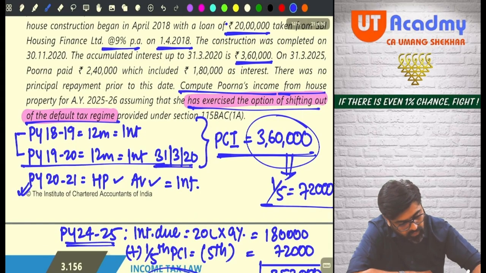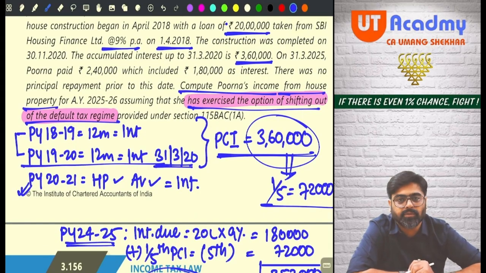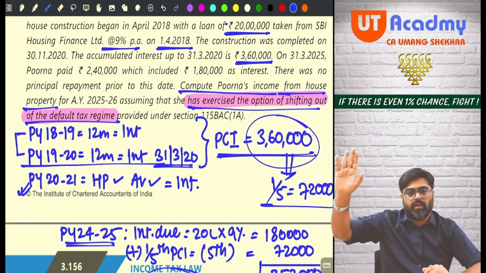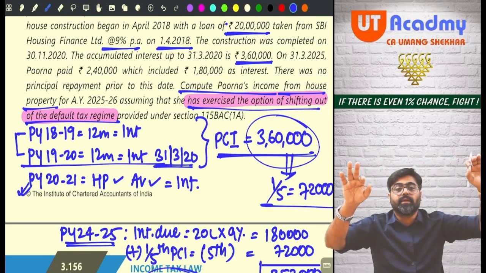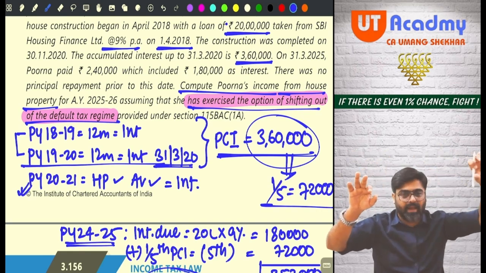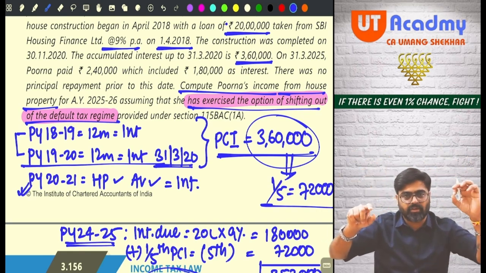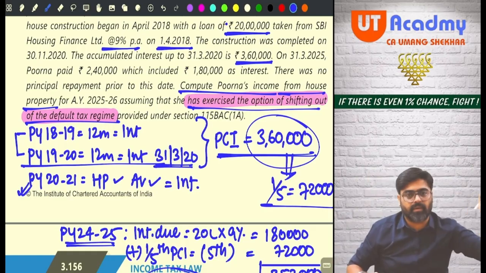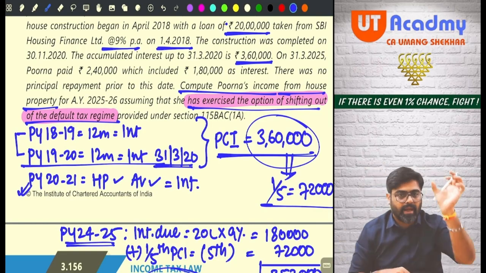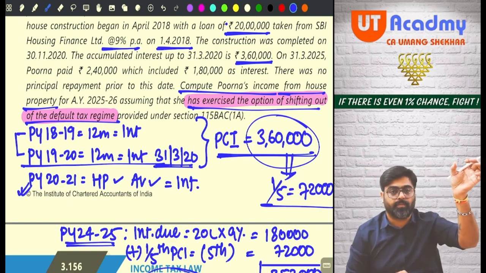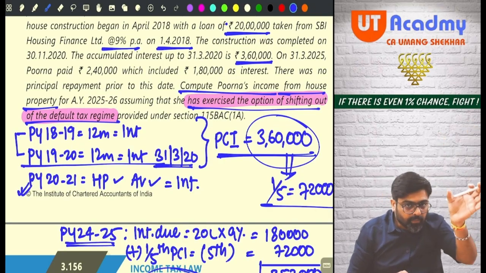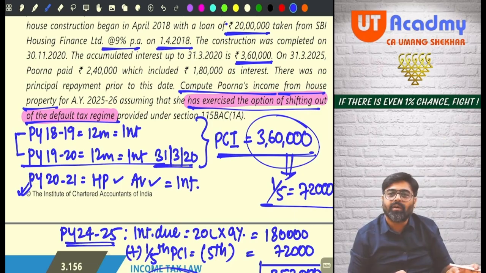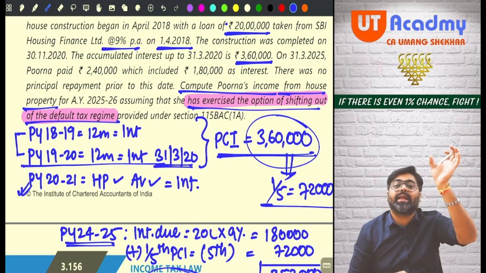Compute Purna's income from house property. How will you compute? You will write name of the assessee Purna, status individual, ROR, then PAN, previous year 24-25, assessment year 25-26, computation of income under the head house property, particulars. And in the column, you will write Purna's SOP at Bangalore. For this SOP you are calculating, no? So in the heading, you will write SOP at Bangalore.